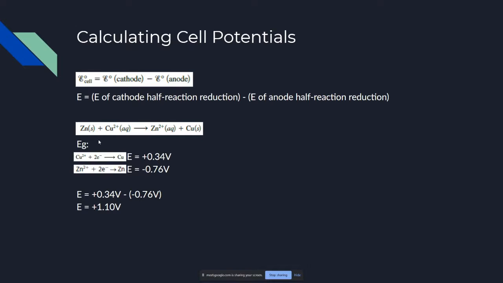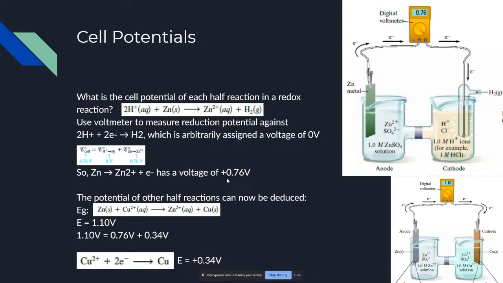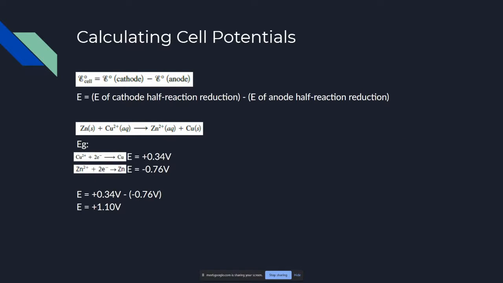Going back to this, we were told that the reduction potential of copper was positive 0.34 volts, while the reduction potential for zinc was negative 0.76 volts. If you then do the math and plug it into these formulas, you get positive 1.1 volts, which is exactly what we had two slides ago in the voltmeter. That's more often what you're going to be doing: working with half reaction potentials and putting them together to get an overall cell potential.